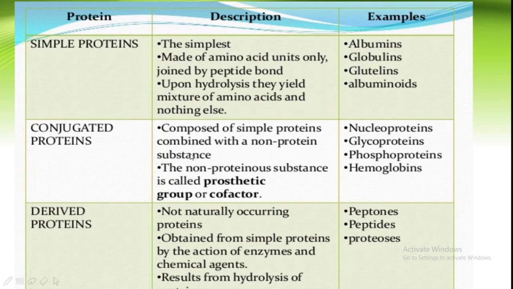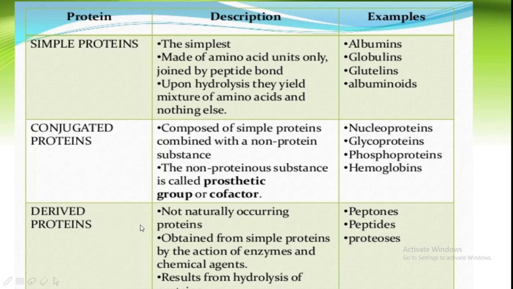The conjugated proteins are composed of simple proteins combined with a non-protein substance. The non-proteinous substance is called the prosthetic group or the cofactor. Examples are nucleoproteins, glycoproteins, phosphoproteins, hemoglobin, then the DNA and the RNA, including the nucleoproteins. These are the conjugated proteins which are related with the nucleic acids. The glycoproteins are formed when carbohydrates like glucose or glycogen are combined with the proteins. When phosphorus is combined with the protein, it is called the phosphoprotein. So these are the second type of the proteins, the conjugated proteins.